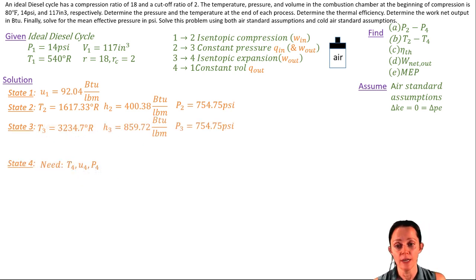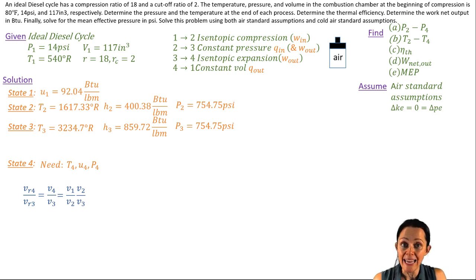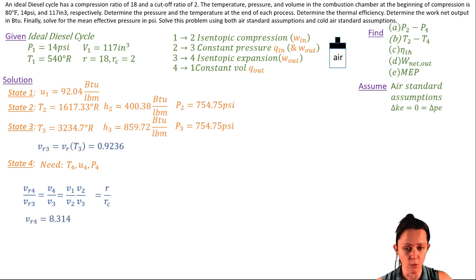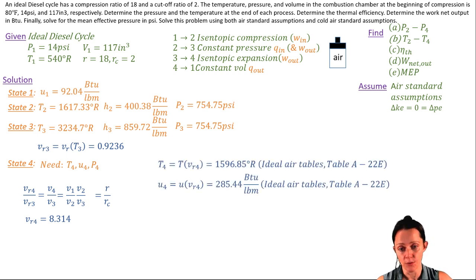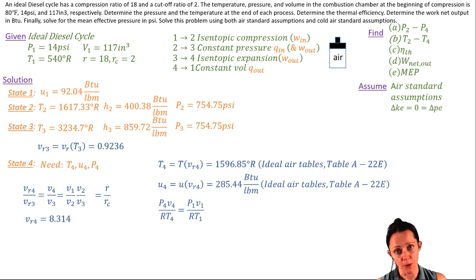Now I go to state 4. So I need T4, u4, and P4. Well, I can apply an isentropic relationship between 3 and 4. I don't really know V4 over V3, but I can rewrite that. V1 is equal to V4, right? So I haven't really changed anything. The V2s are going to cancel out. And so now I've written things in terms of the cutoff ratio and the compression ratio. And then I do need vr3. So if I plug that in, I get my vr4, and I can read off T4 and u4. And then, of course, I need to figure out what P4 is.